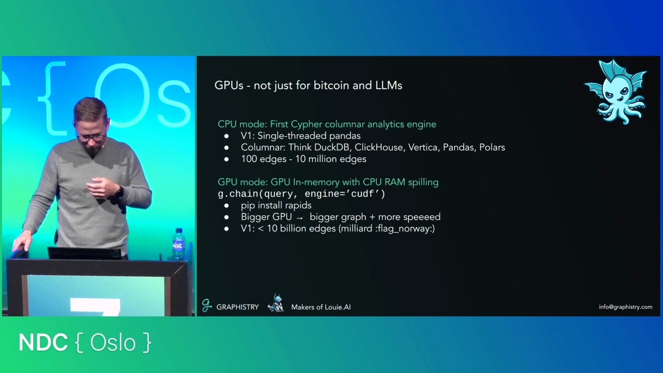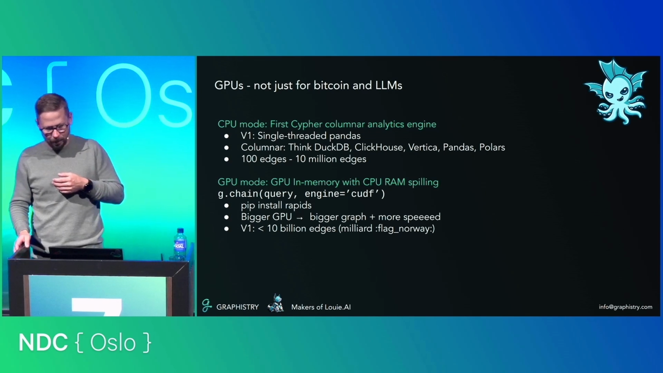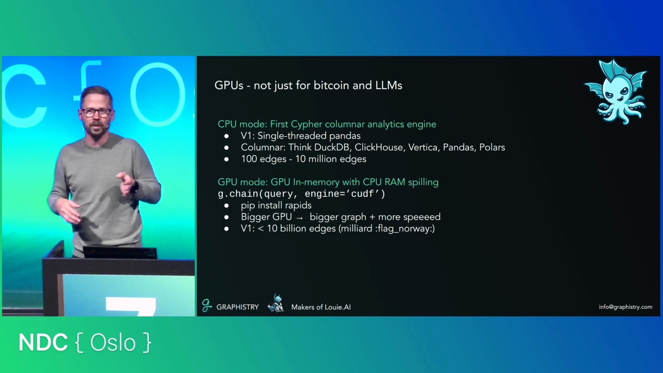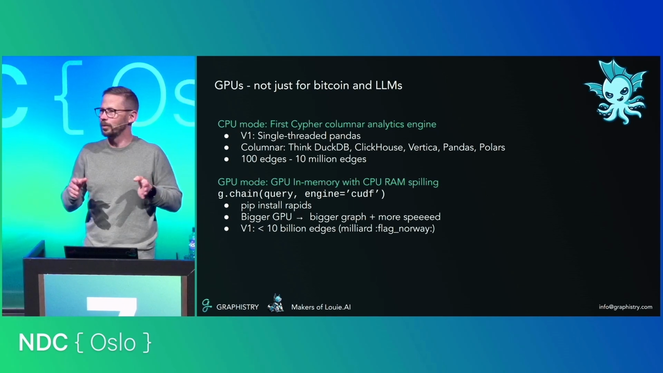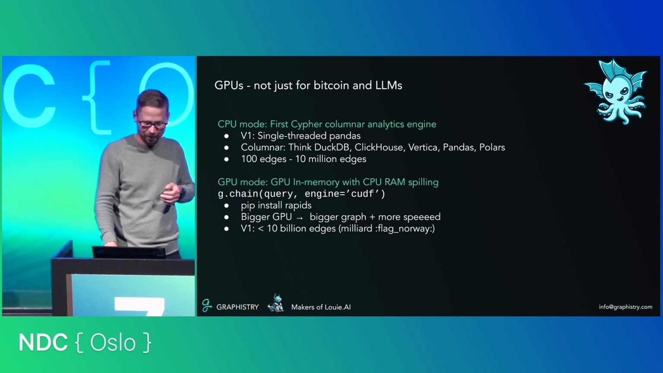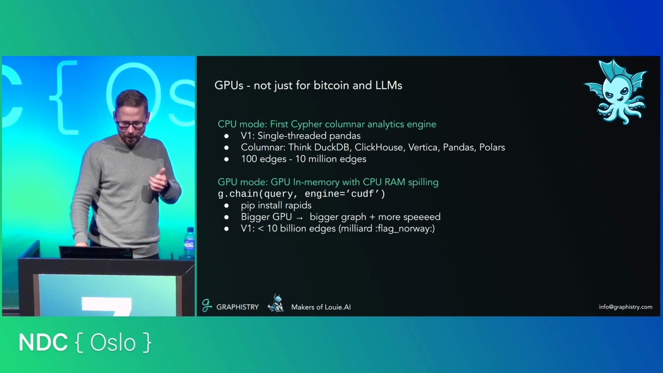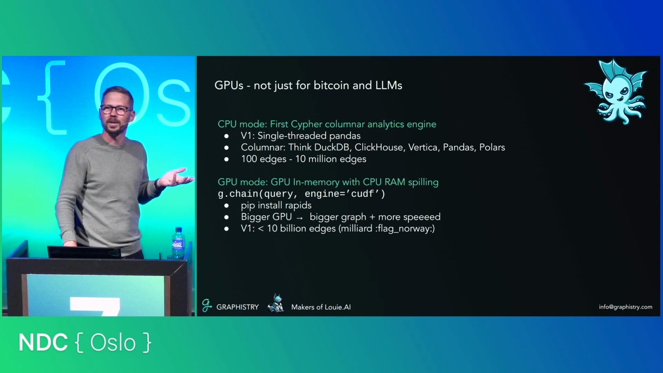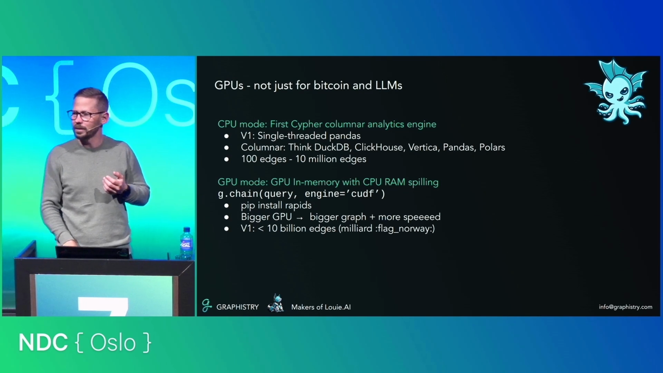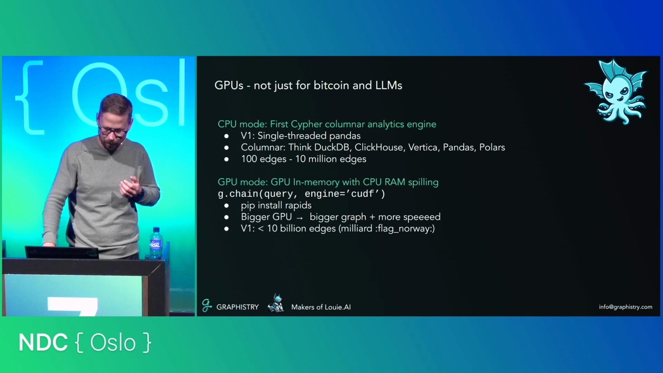So basically, if you have more than 10 billion edges, and billion, talking with Americans, billion for Norwegians is the same as a milliard, basically. So it took me a while to learn the difference. So basically, if you have 10 billion edges in your data, you benefit a lot from doing your calculations on a GPU.